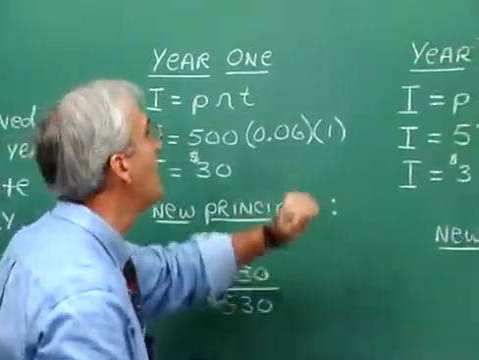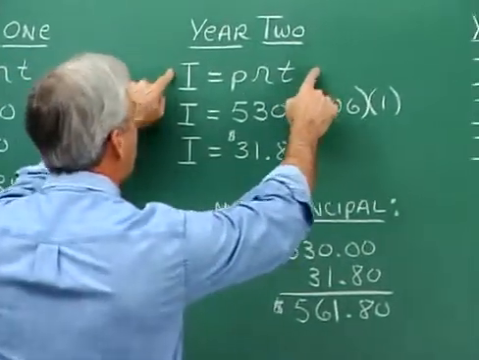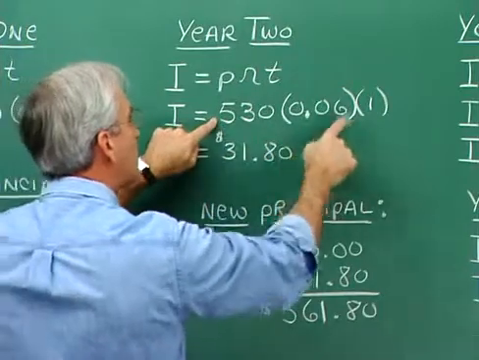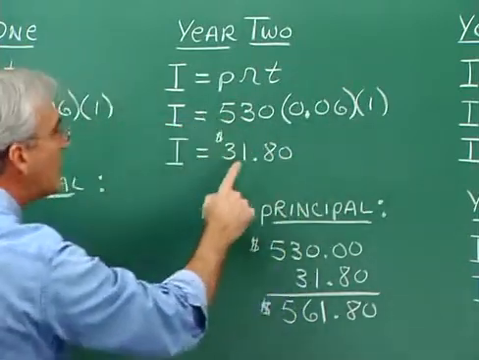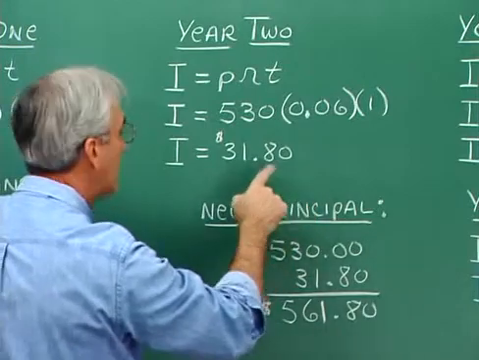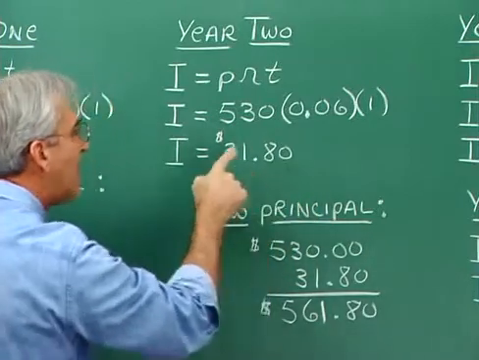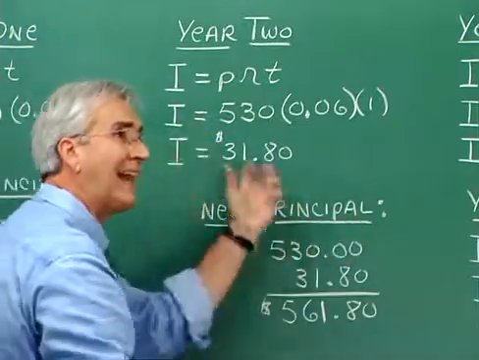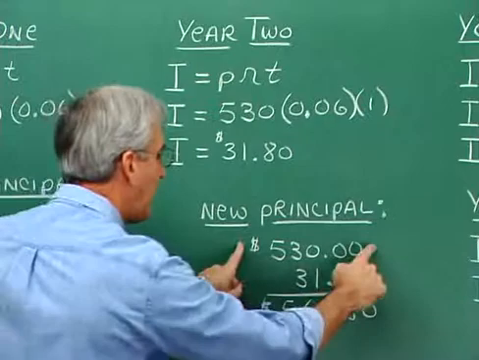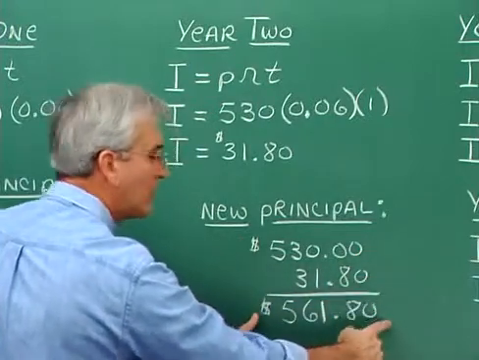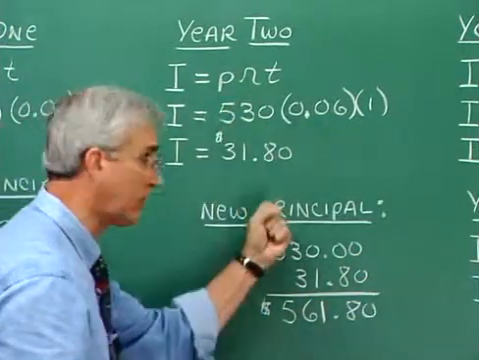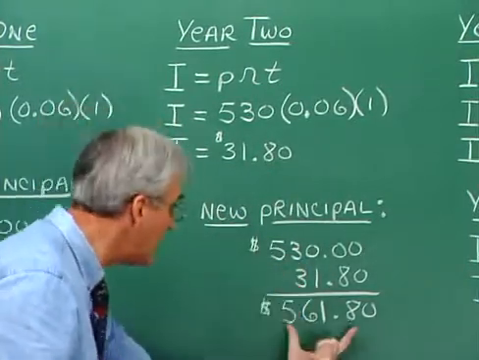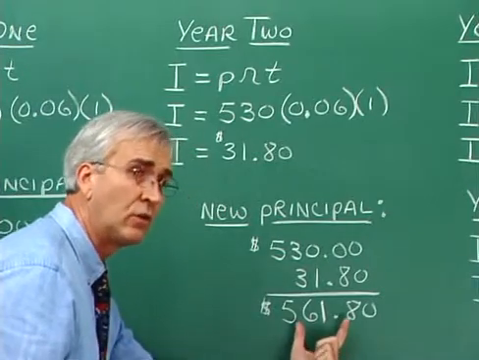So let's go over here and do that. Year two. We have the same formula, but the principal now is $530 during year two. The interest rate is the same and the time is the same. The amount of interest earned during the second year is $31.80. That is to be added to the principal here to find out the new principal at the end of the second year. So it's $530 plus $31.80, or $561.80. That's the principal in the investment. That's the total amount in the investment at the end of the second year.